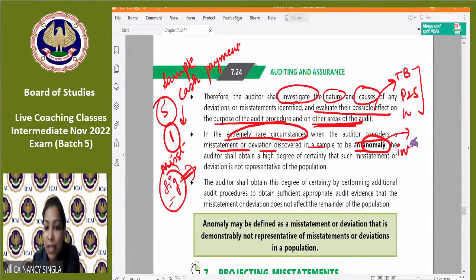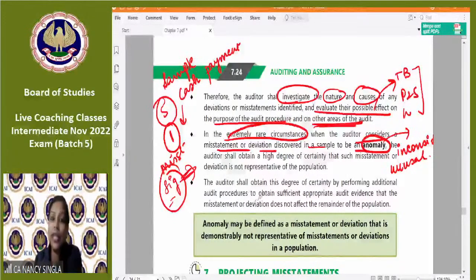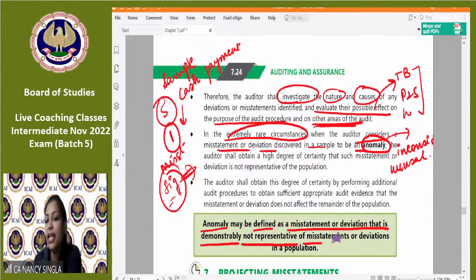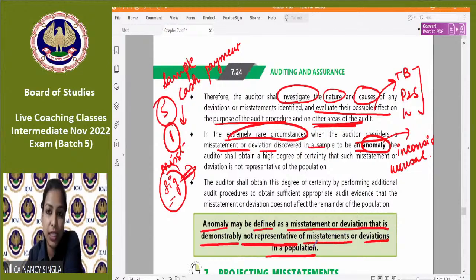It is something inconsistent, something unusual. ठीक है? Something unusual. So let us have a look at the definition. Anomaly may be defined as a misstatement or deviation that is demonstrably not representative of the misstatement or deviations in the population. ऐसा नहीं है कि और भी sales invoices have been lost due to shifting. Shifting एक ही बारी हुआ था ना. By chance वही वाला file has been lost. है ना? Same way earthquake था. Suddenly वो वाला voucher sign होना रह गया, but now we will correct it.